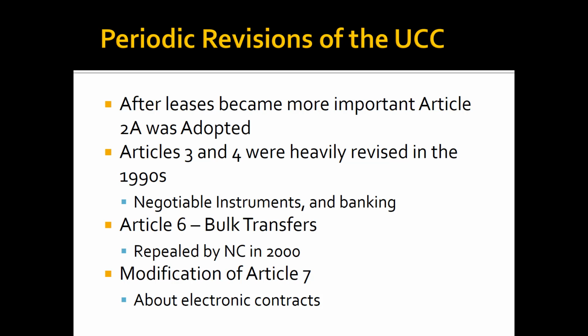Articles 3 and 4, which were negotiable instruments and banking, were heavily revised in the 1990s. Interestingly enough, there was no major revision after the banking scandal, the mortgage scandal of 2008. Bulk transfer, as I said, which is kind of the going out of business sale, was actually repealed pretty much in total by North Carolina in the year 2000. And Article 7 was modified to deal with things like electronic contracts, because, of course, we're in a brave new world now.